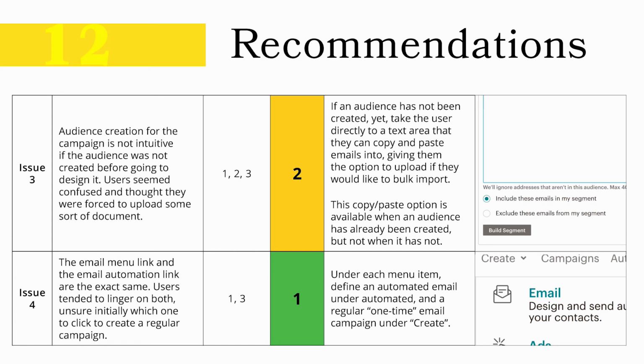And finally, the last thing that I noticed participants tended to trip up on is that when approaching the task of having to create an email, they looked under automation and they looked under create. And both create and automation have the exact same email dropdown to click on. I would suggest making it a little more obvious that these are going to take you to two different locations.